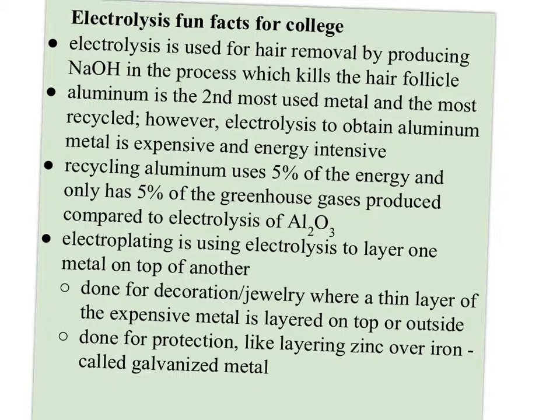Electroplating is another use of electrolysis where you layer one metal on top of another. So this is often done for decoration, like maybe candlesticks or something, or jewelry, or even silverware, where a thin layer of the expensive metal is layered on top or outside of the less expensive metal. We also do this for protection. We call it galvanizing sometimes, like when we layer zinc over iron, and it protects the metal underneath by putting a metal outside that will react with the oxygen or whatever is out there first and protect the metal underneath, which is giving the structure, say, its strength and its stability.